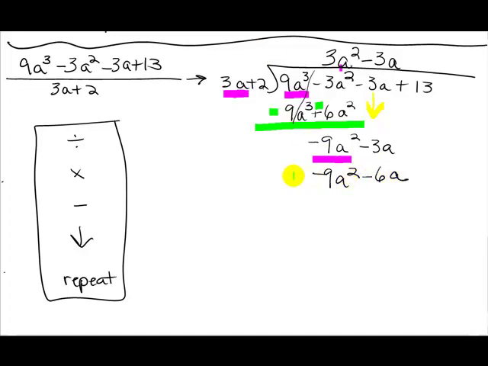Then we want to do the subtraction. But pay attention to this. Here I'm going to subtract, but I already have a minus sign. So actually what I'm going to end up doing is adding. Same thing here. I'll need to subtract, but I already have a minus. So I'm going to end up adding. These two cancel. Negative 3 and positive 6 will give me a positive 3a. Then we are ready to bring down.